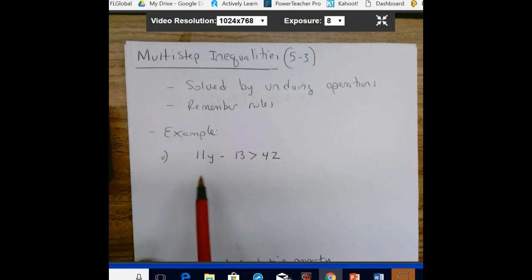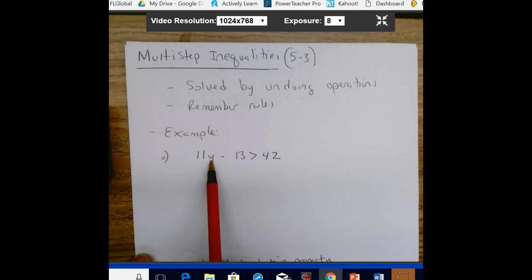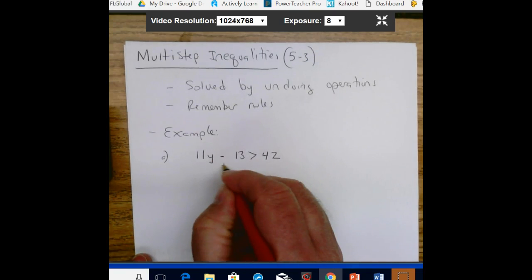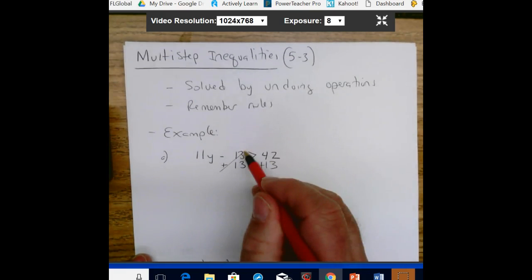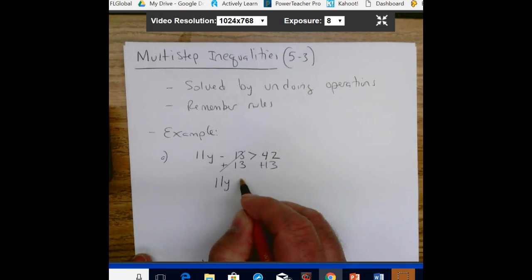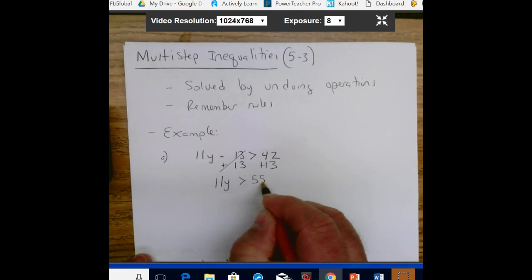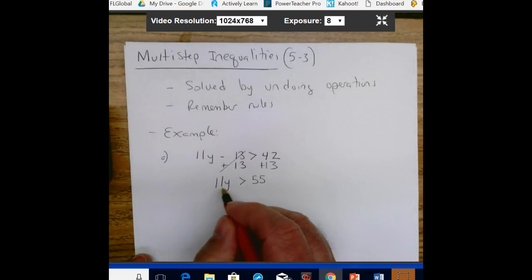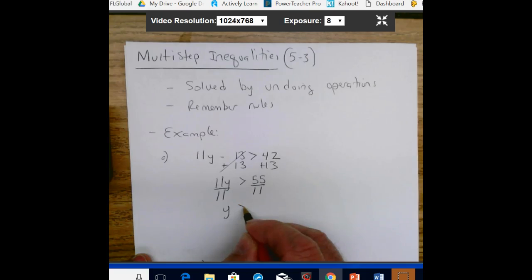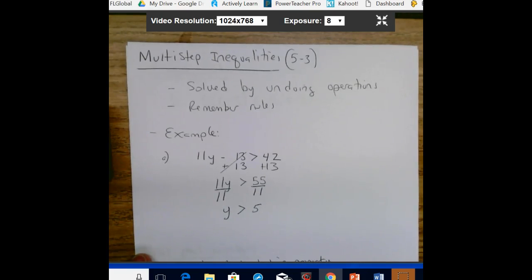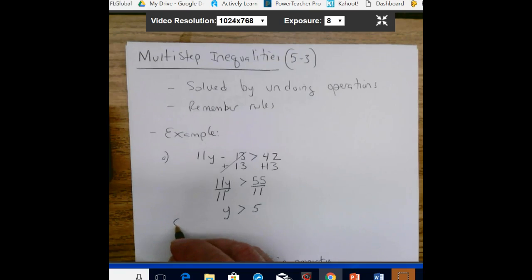So here we have 11y minus 13 is greater than 42. So we see here, we probably want to get y by itself first. Okay, so we want to add 13. We're going to undo the operation. We're minusing 13, so now we're going to add 13 to both sides. This will then cancel, and we'll have 11y is greater than 55. And now we're going to do division, because we have 11 times y. Now we're going to undo it by dividing by 11. And then we're going to have y is greater than 5. And that's your answer.